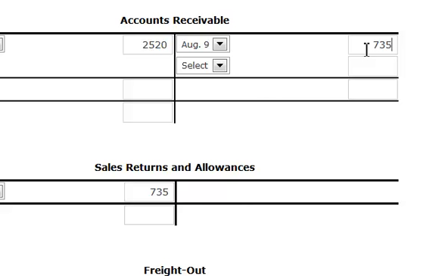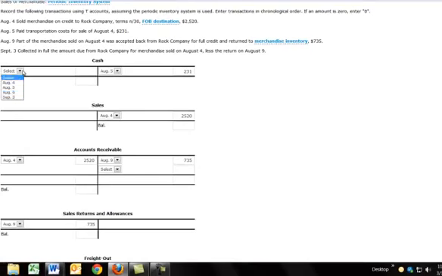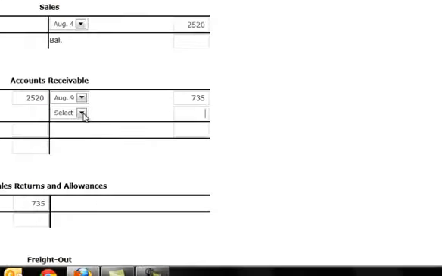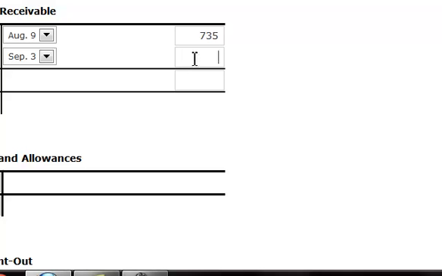September 3rd, we collected in full the amount due from Rock Company for the merchandise. So on September 3rd, we will then debit our cash account for the amount of $2,520 minus the $735 return, so we will collect $1,785. Additionally, if we're going to collect the cash, it is no longer owed to us, so we will also, on September 3rd, decrease accounts receivable for the amount of payment of $1,785.